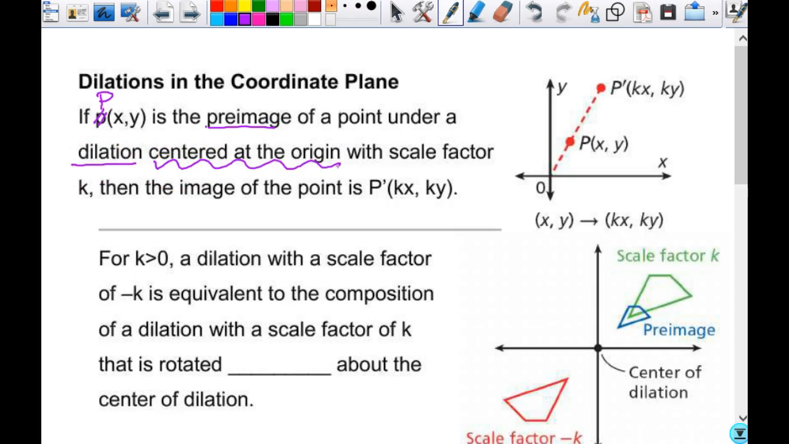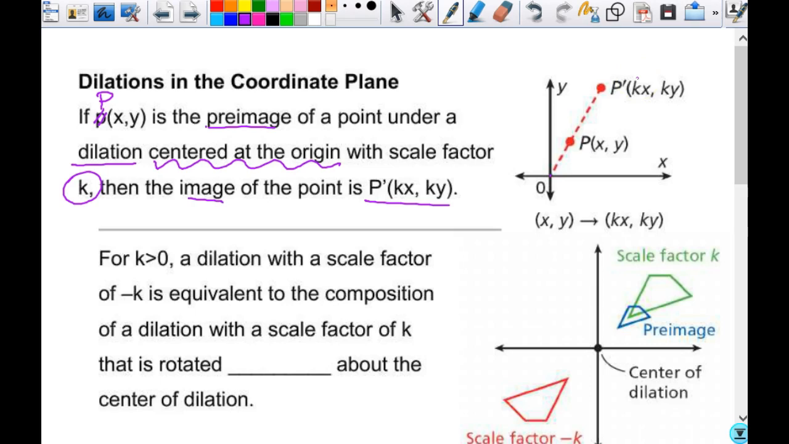Your dilation could be centered anywhere, but the rules we're coming up with on the coordinate plane today only work for the ones centered at the origin, okay? With the scale factor k, that's your lowercase k, then the image of the point is P prime, which is k times x, k times y. So for instance, here's my origin, here is the point, and then all you do is literally take k and multiply it by each one, so that's what you get. It's that easy.